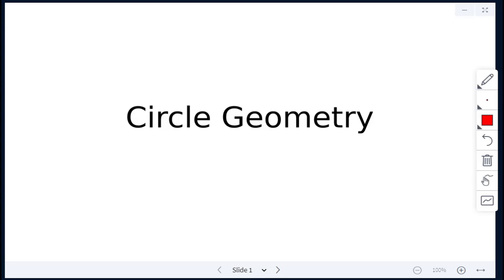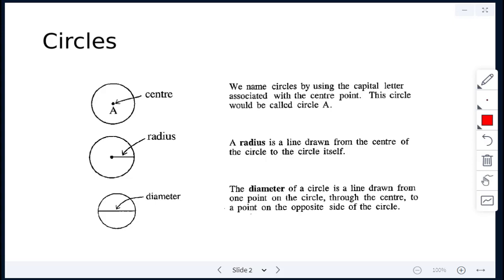Okay, today's lesson is on circle geometry. We're just going to go through and quickly review some of the terminology in circles, as well as learn some of the new terminology for circles. So the center here, we name circles by using the capital letter associated with the center point.